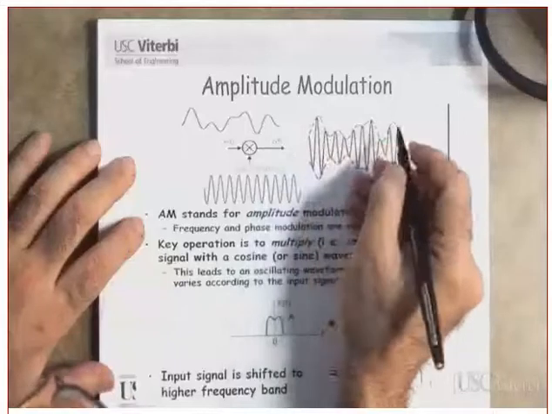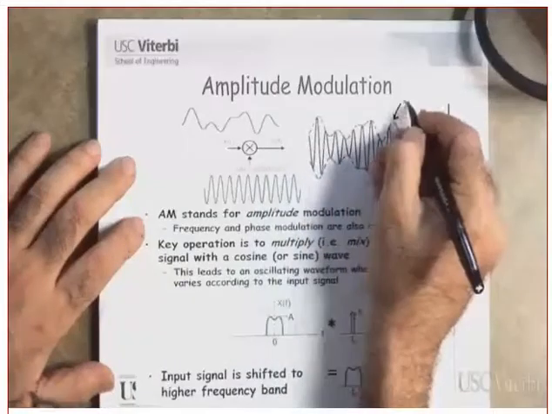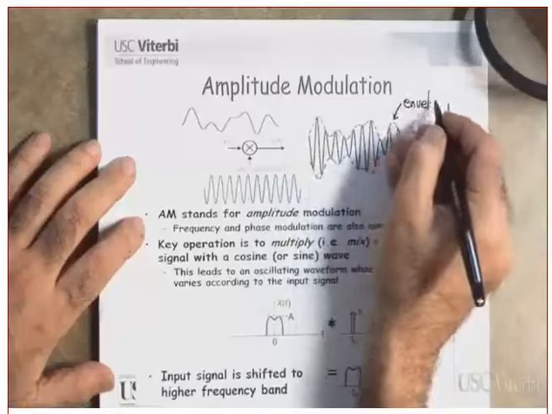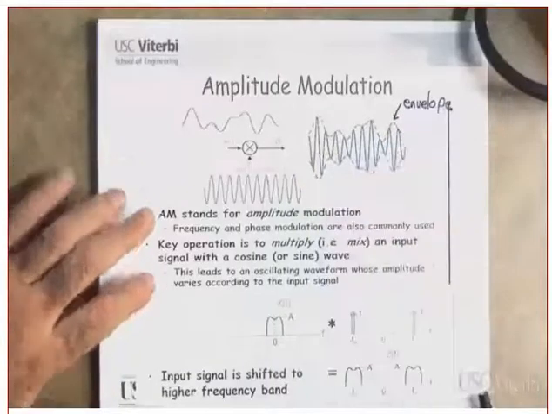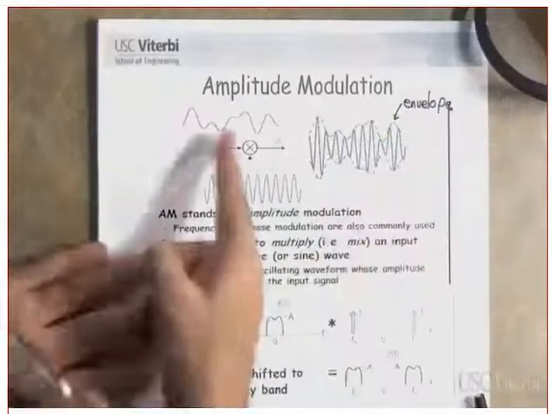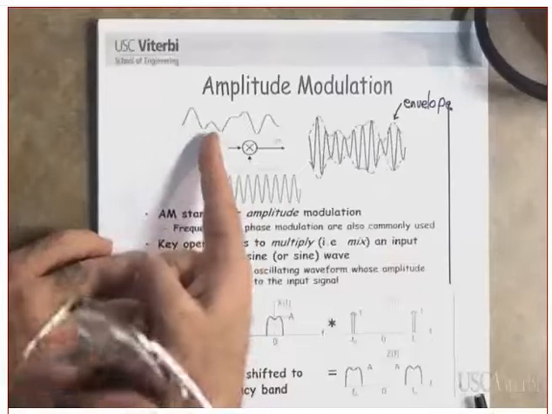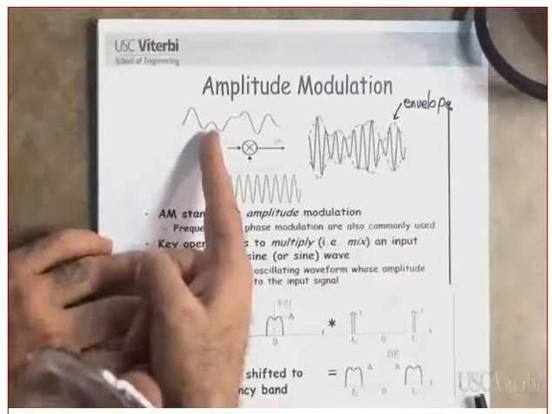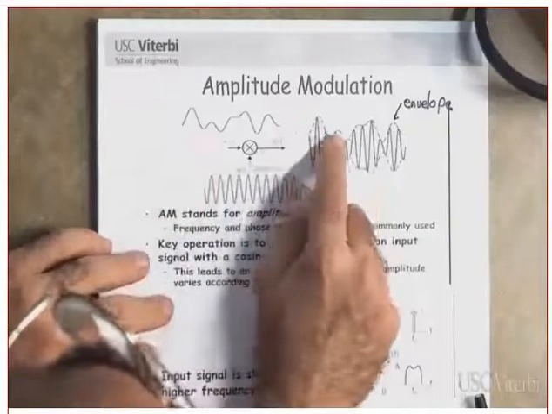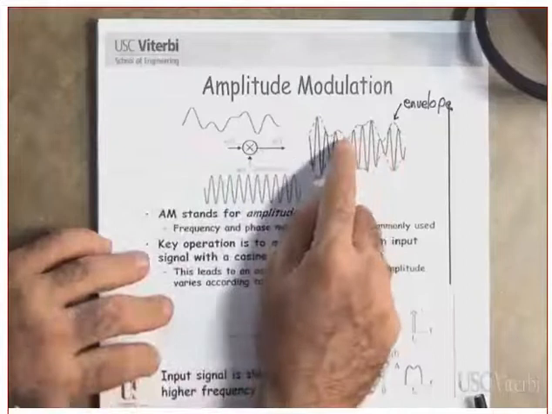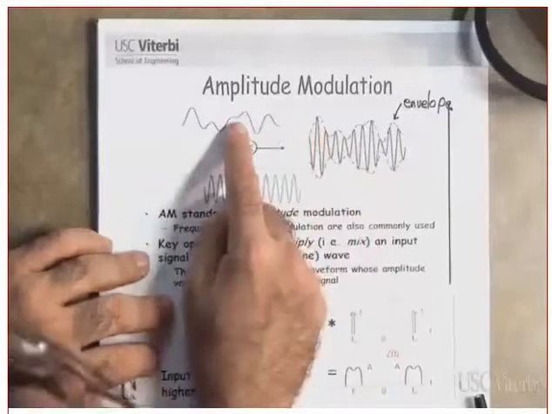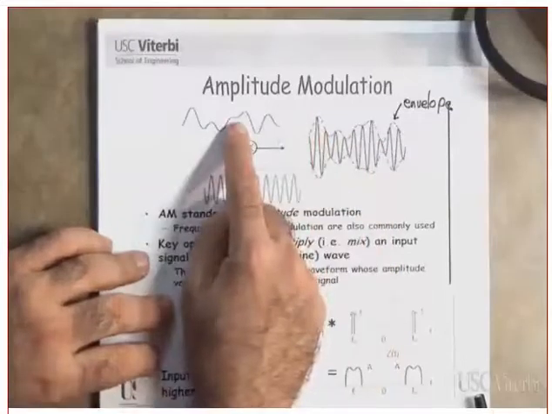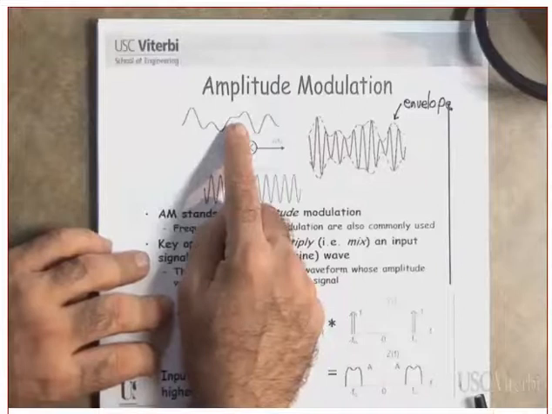Do you see the dotted line? What do I call it? That's the envelope. And what do you notice? You notice that the envelope resembles the modulating signal. Are you following on that? Which means what? If I can recover the envelope, I am recovering the modulating signal. Did you get this or not?